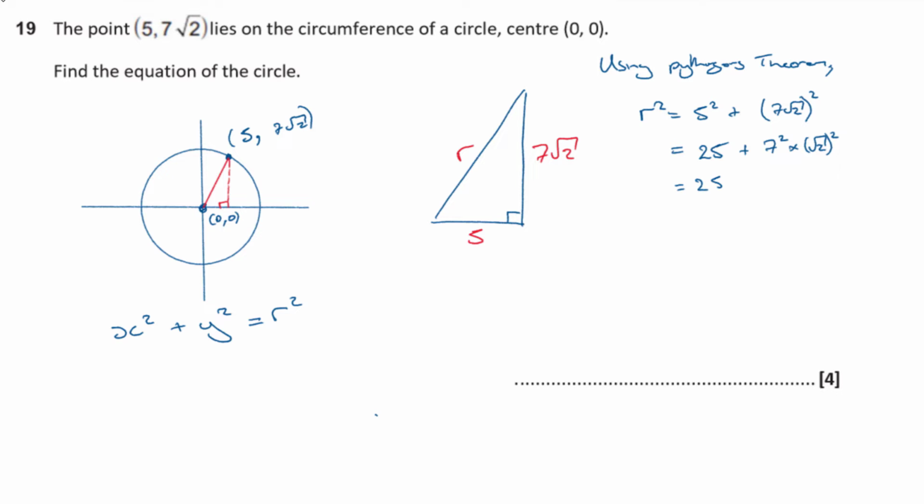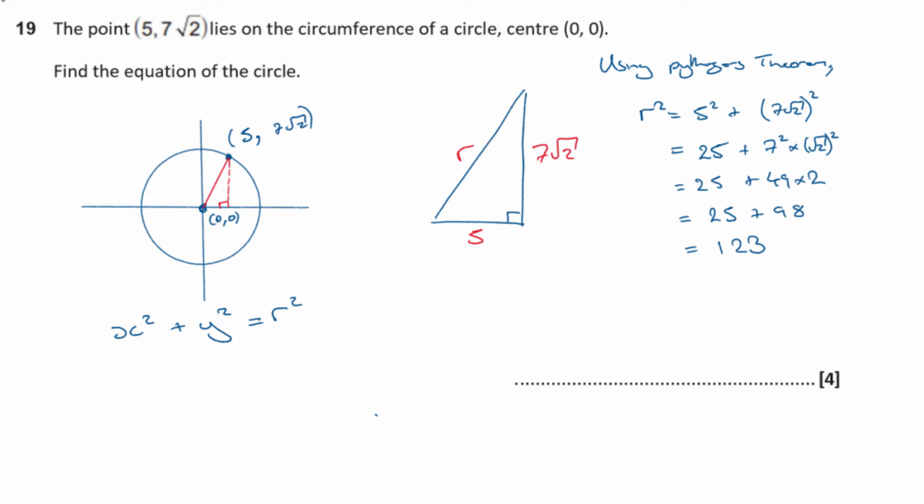Now 7 squared is 49. Root 2 squared is just 2. So I'm going to get 25 plus 49 times 2. 49 times 2, that's 98, isn't it? So I've got 25 plus 98, and 25 plus 98, that is 123. Okay?